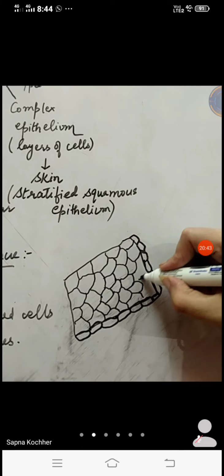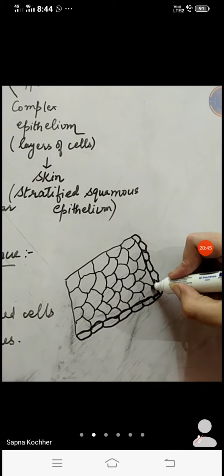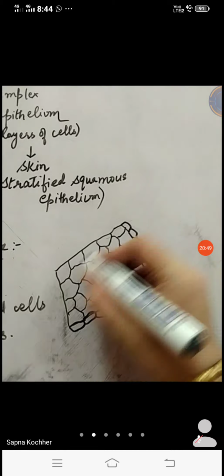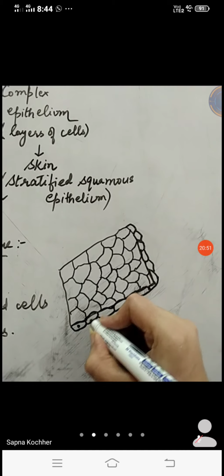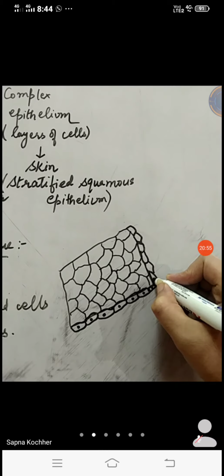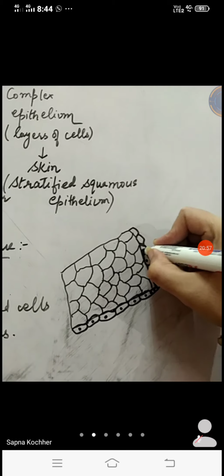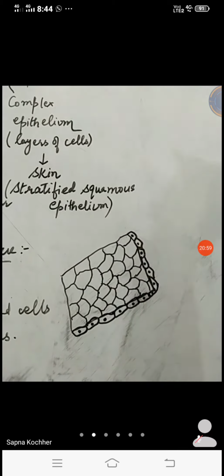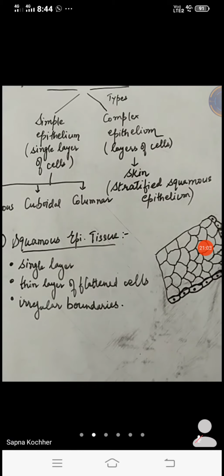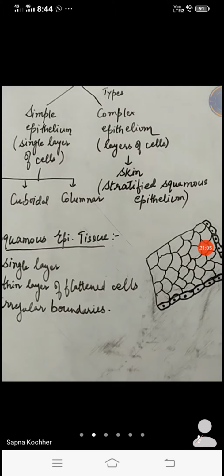So similarly covering all the surface here. So this is all the squamous epithelial tissues. From the above side, they are all giving the irregular arrangement. And from the side, if you see the cells, they are also more or less squarish, but with irregular boundaries. Okay. So this is a squamous epithelial tissue.